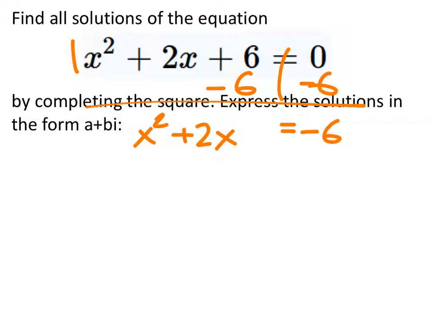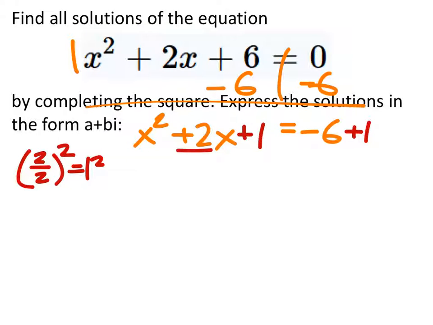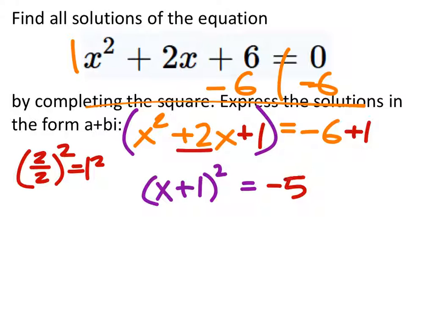So what are we going to do? We're going to take the coefficient of x, 2. We're going to divide it by 2 and then square it. So that's 1 squared, which is 1, positive 1. And I'll add it to both sides. Now I've got that perfect square trinomial, which gives me x plus 1 squared, equals negative 6 plus 1, which is now negative 5.